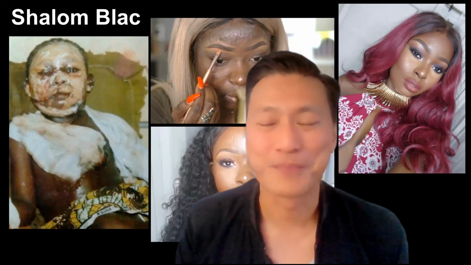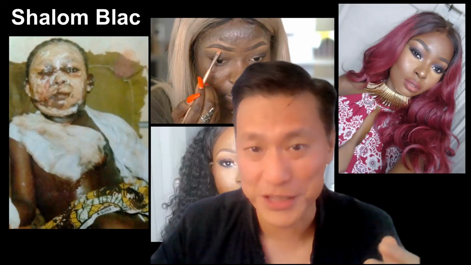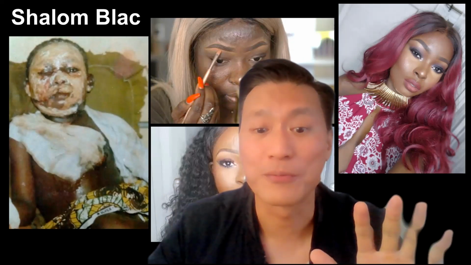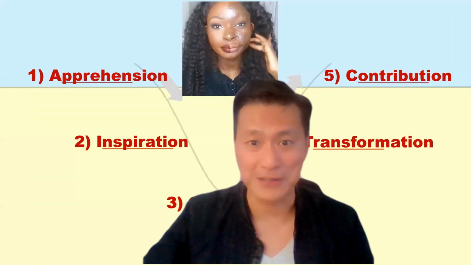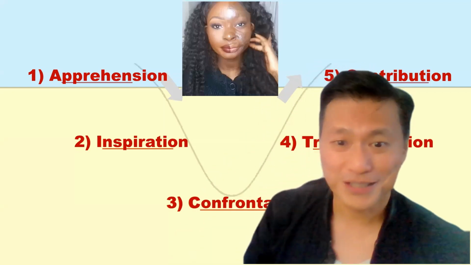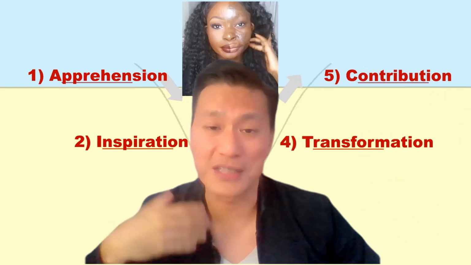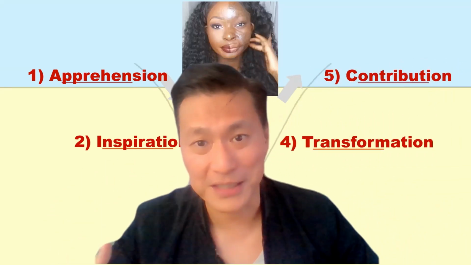Okay, so I've just shared with you the hero's journey of this girl, Shalom Black. Did you catch it? Did you catch the 5 stages? Well, let me reveal to you the 5 stages here. Stage 1, apprehension; 2, inspiration; number 3, confrontation; number 4, transformation; and lastly, contribution.